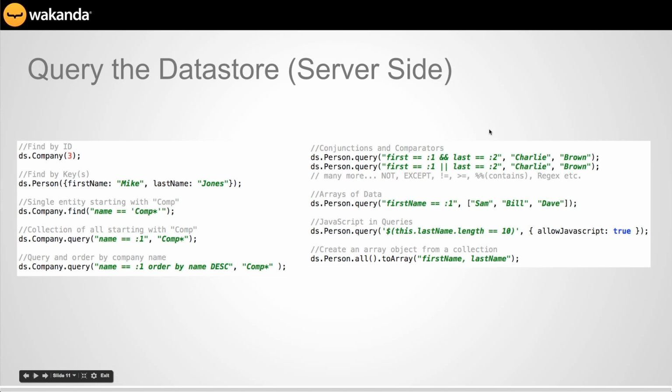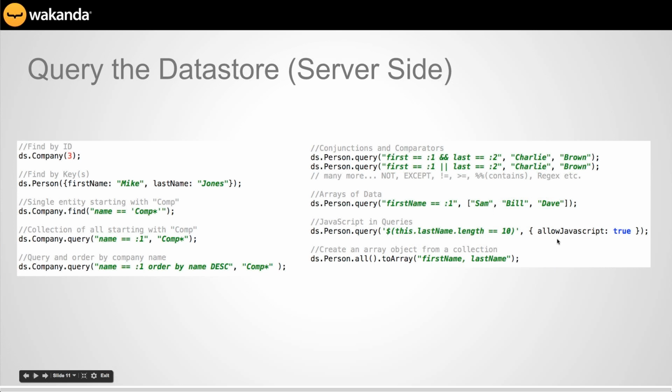There's a ton of conjunctions and comparators, so you've got a lot of flexibility in your queries. Here's some examples of and, or, and in these examples I'm using our placeholder syntax. So we've got placeholder 1, placeholder 2, and then after our query, we pass in those parameters. You can pass in arrays as data. So in this example, we're going to query and return every person that has a first name Sam, Bill, or Dave.